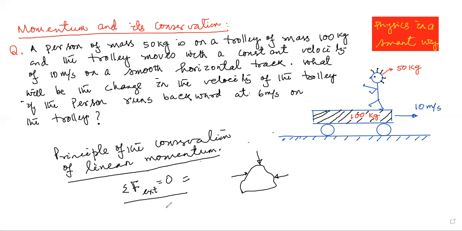So the momentum of the system, whose symbol is P, and P is a vector quantity, remains constant. We write the entire statement in one line: the momentum of a system remains conserved, or remains constant, if no net external force acts. That is the principle of momentum conservation.